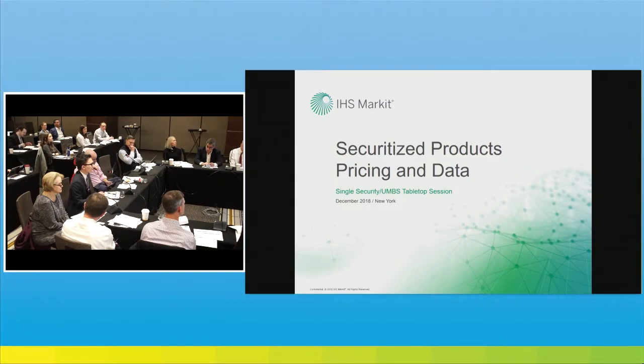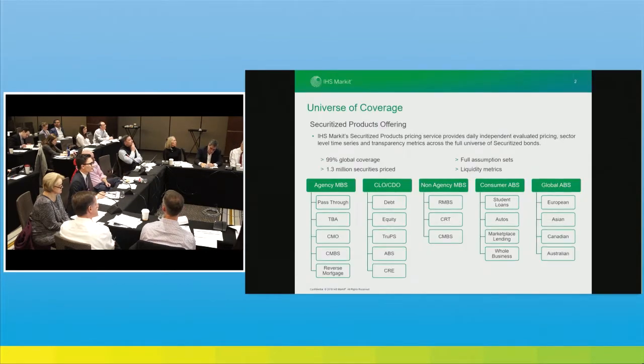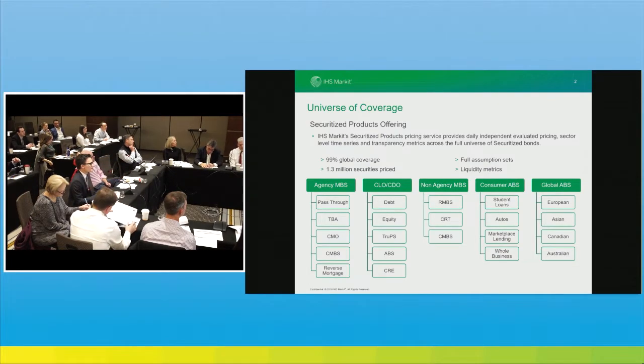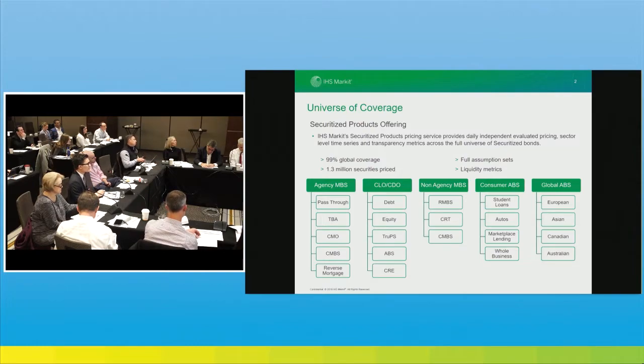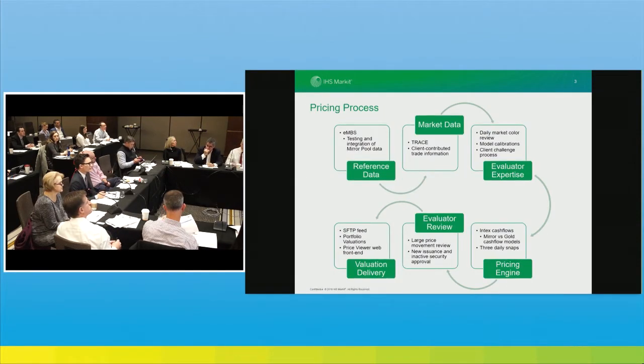Just wanted to spend a few minutes this morning talking about our pricing product and process, and specifically the changes and diligence that we've done in advance of the launch of UMBS. First slide, very briefly, we provide 99% of global coverage across securitized products. You see our general breakdown of asset and sub-asset class pictured here. Moving on to agency pass-throughs, this is a general overview of our pricing process and methodology. Starting with the reference data piece, EMBS, who's here with us today, are our primary reference data provider for pass-throughs.